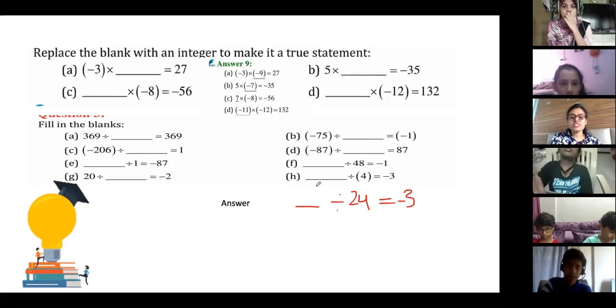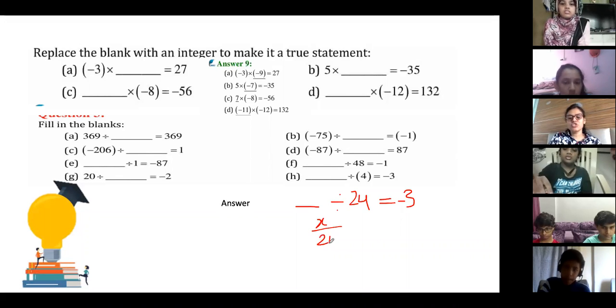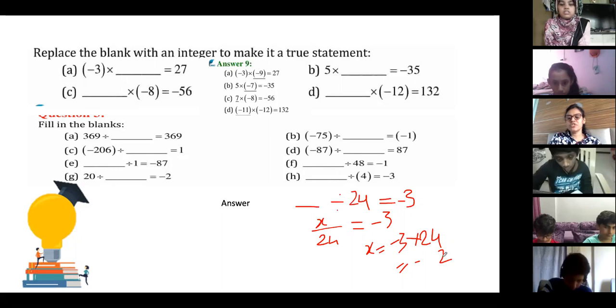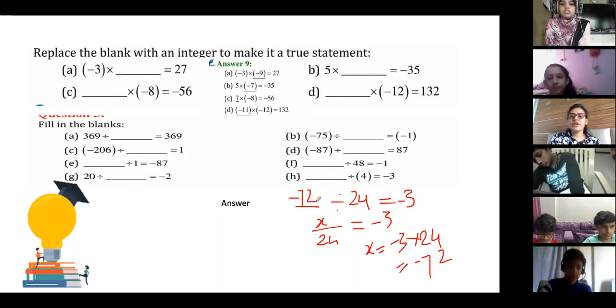So what I will do, this number divided by 24. I'm doing it as rough work. X divided by 24 is equal to minus 3. So what is the value of X? X is equal to minus 3 into 24. Is it clear? 4 threes are 12, carry 1, 3 twos are 6 plus 1, 72. So here the answer will be minus 72. Is it clear how to do it?